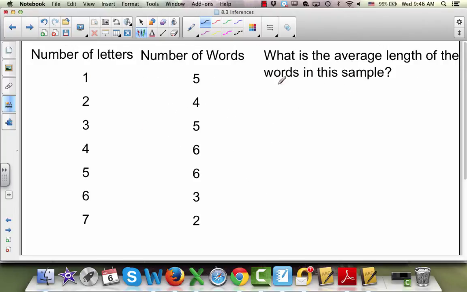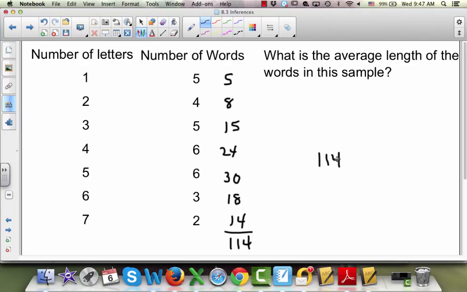All right, now what is the average length of the words in this sample? Well, we've got 5 words with 1 letter, 4 words with 2 letters, 5 words with 3 letters, and so on. So if we want to find the average length of the words, we go 5 times 1 is 5, 4 times 2 is 8, 5 times 3 is 15, 6 times 4 is 24, 6 times 5 is 30, 6 times 3 is 18, and 7 times 2 is 14. That gives us the total number of letters. So we add them up, we get 32, 62, 86, 101, 114. So we've got 114 letters.